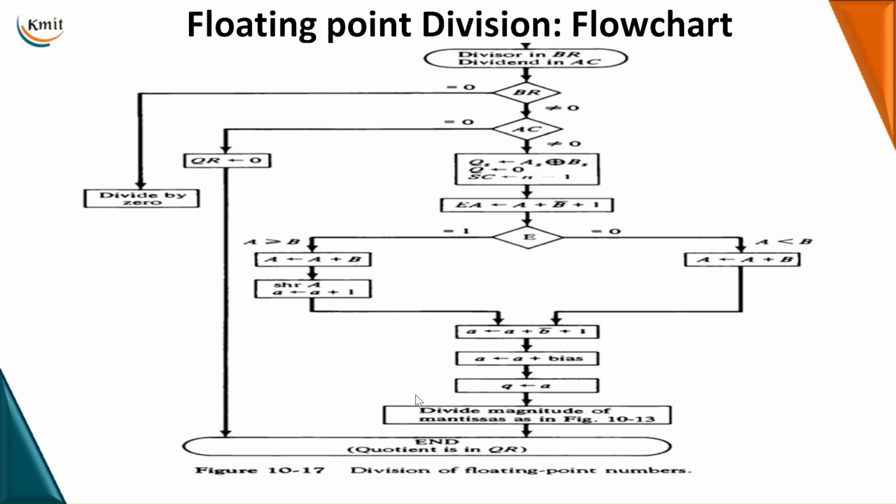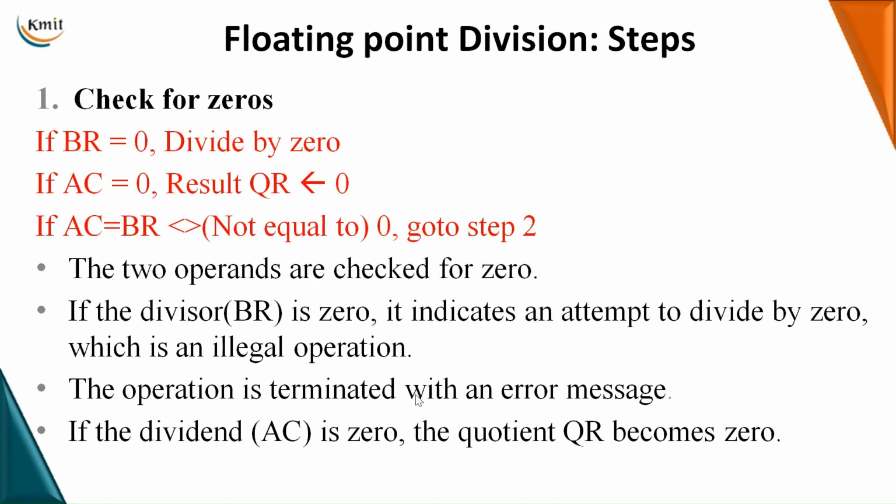So this is the flowchart of a floating point division. We'll discuss this later after we cover the steps so that you will understand it better. Coming to the first step, check for zeros.